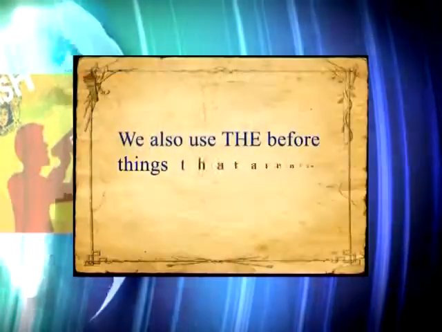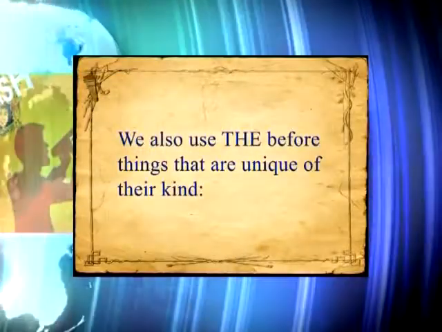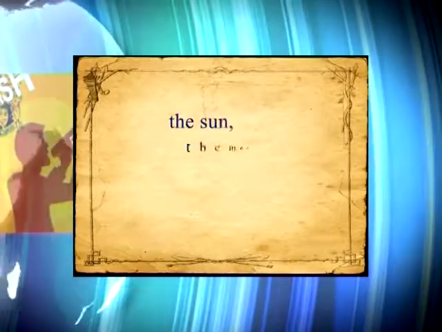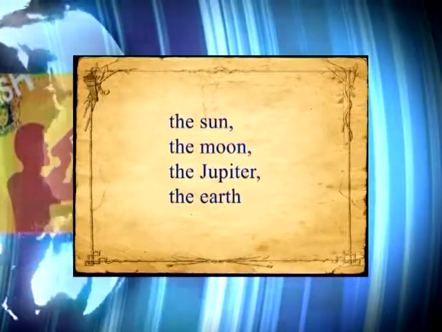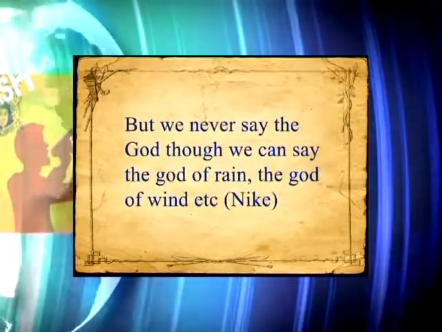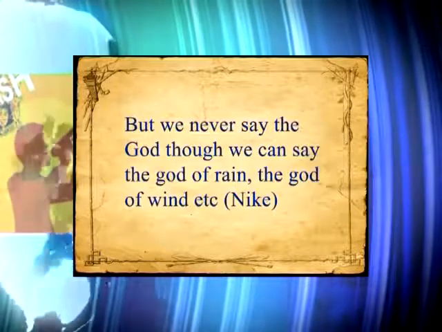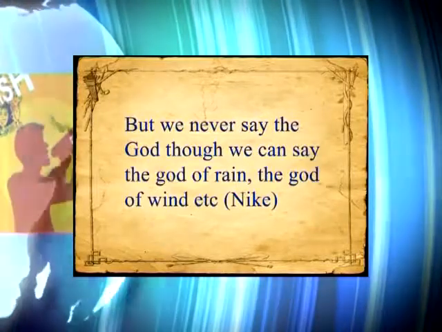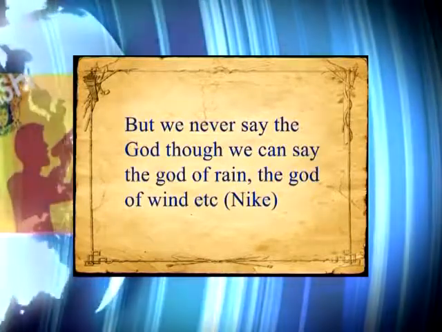We also use "the" before things that are unique of their kind. For example, the sun, the moon, the Jupiter, the earth, etc. But we never say "the God." Though we can say "the god of rain," that god would be with a small g. When we talk about God, the one we believe in, we always write it with a capital G, and for that God we don't use "the," because that is the only God.